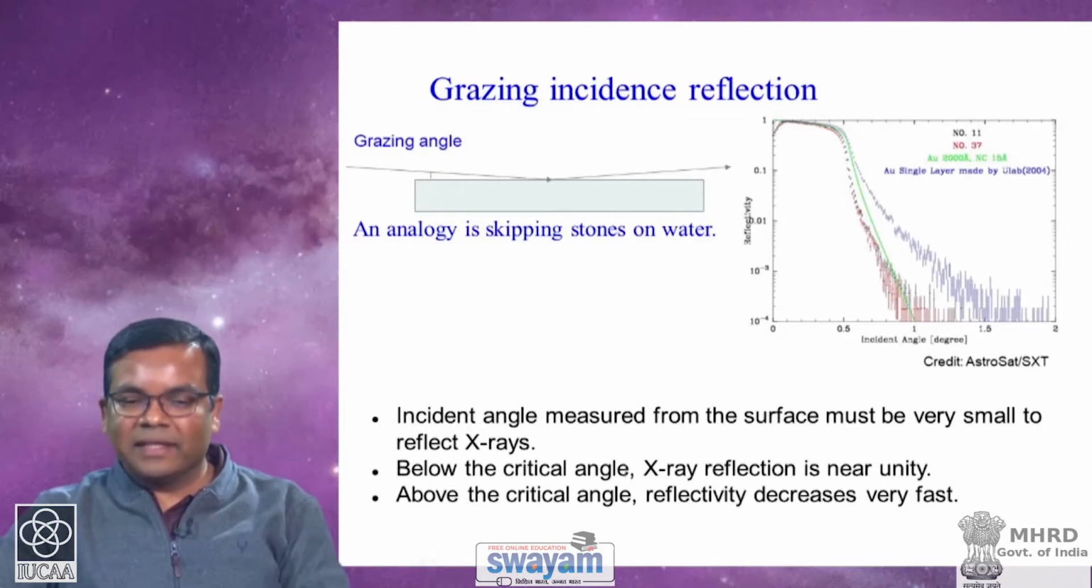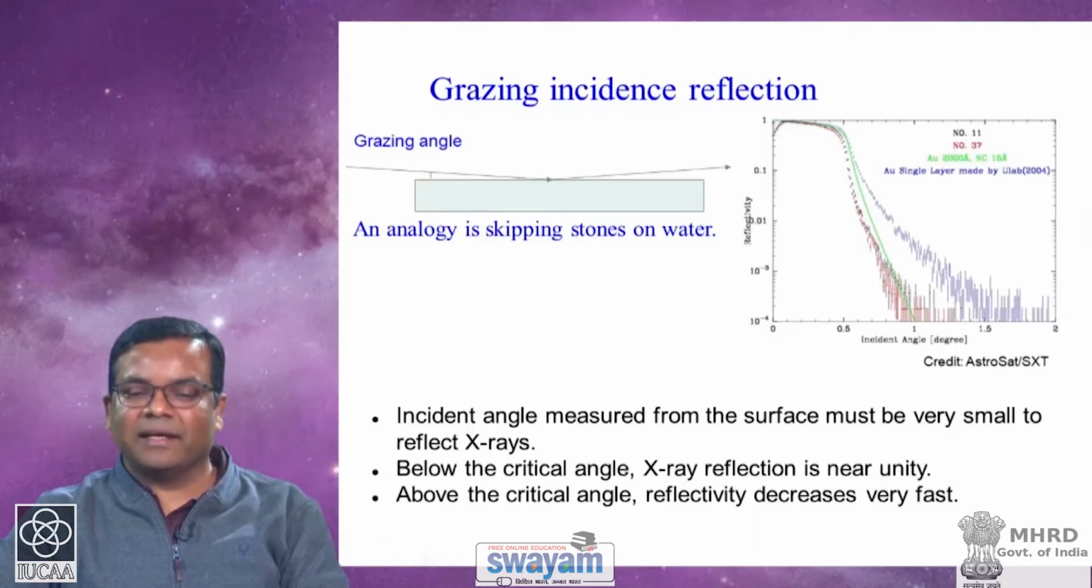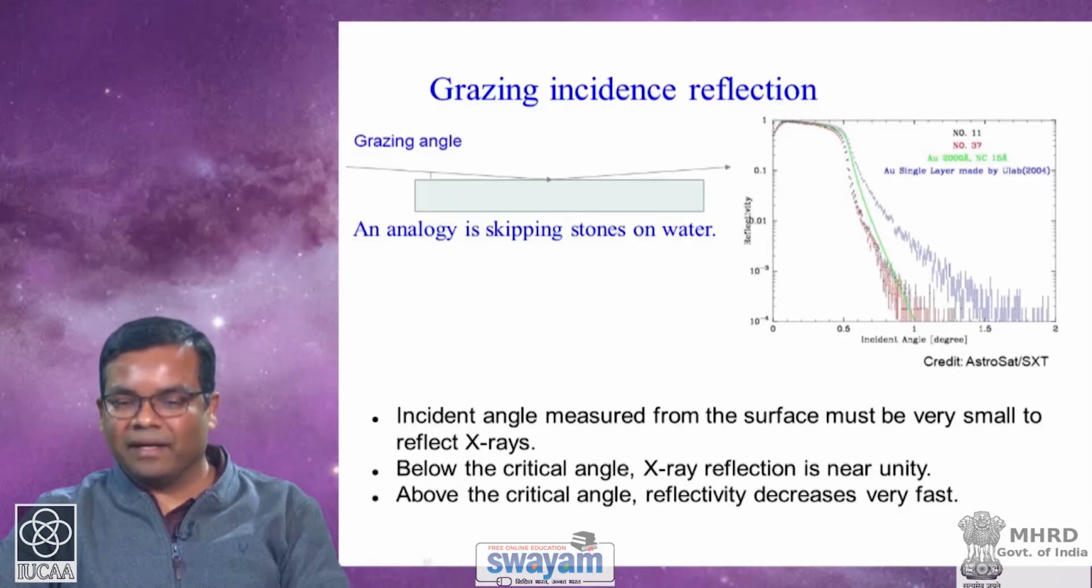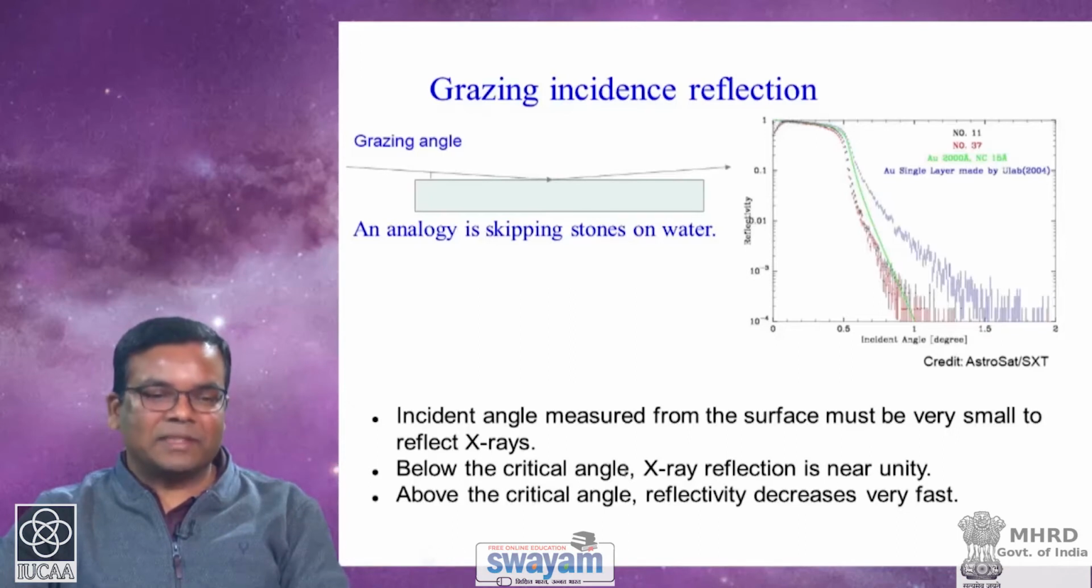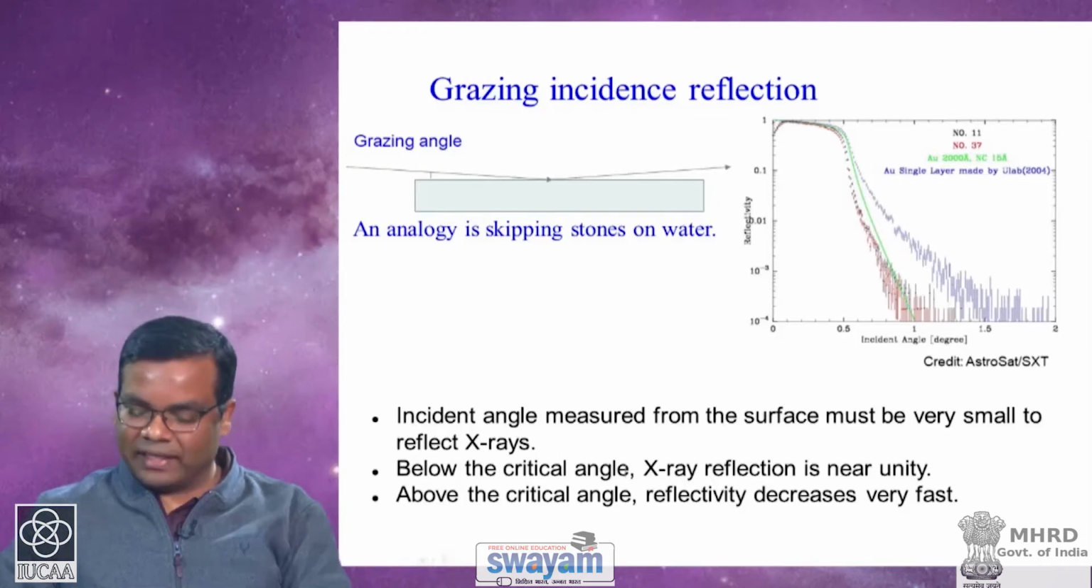So, if the grazing angle is very small, then X-rays can be reflected. Here in this figure, the reflectivity for X-rays as a function of incidence angle is shown. As you see here, if the grazing angle is very small, less than about 0.2 degrees for silicon, then the reflection is close to unity, while for larger grazing angles, the reflection is almost 0. It is the same for other materials, but depending on the atomic number of the material, the angle of incidence can be slightly larger. So, if we want to make mirrors, one has to use this principle and require that the grazing angle is very small for X-ray reflection.